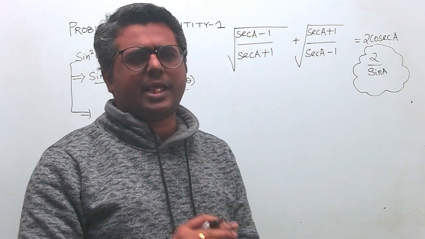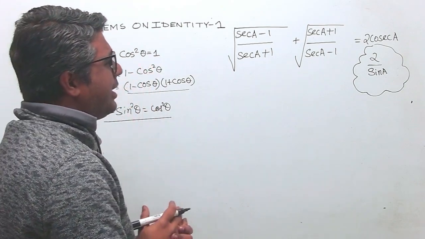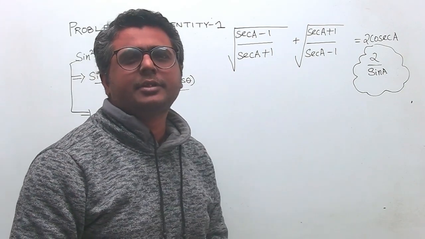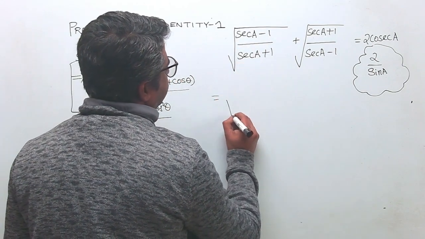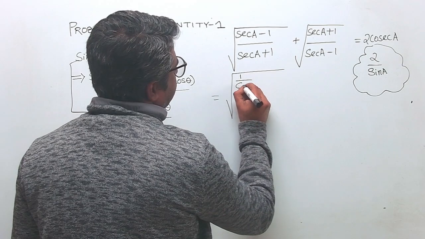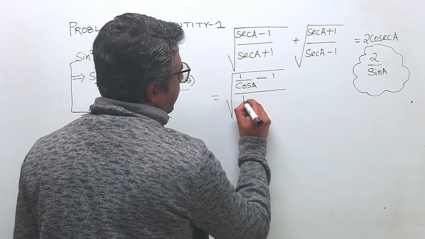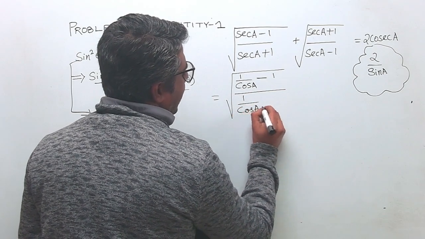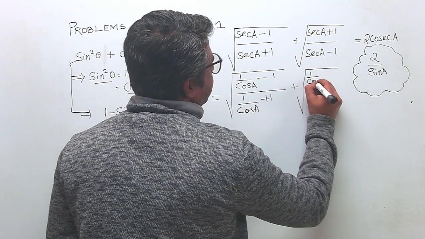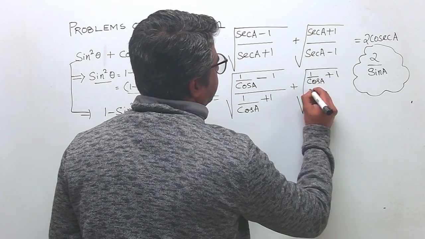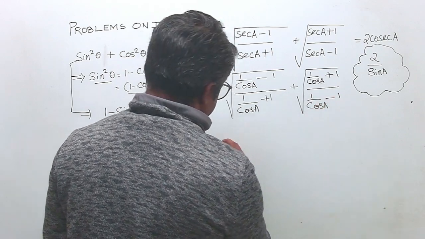I don't like sec A, I like cos A and sin A, I am very conversant, I am doing so many problems on identity 1, and now sir has given us sec A. Doesn't matter. You can convert sec A to cos A. 1 by cos A. Along with me, come on. 1 by cos A minus 1, 1 by cos A plus 1, here 1 by cos A. Solve. 1 by cos A minus 1.